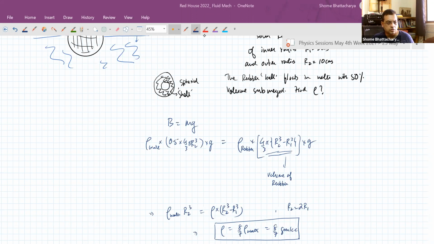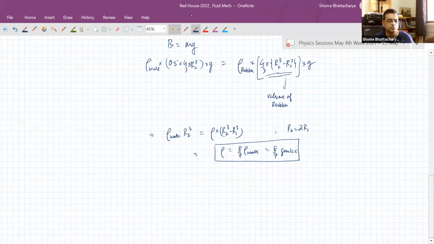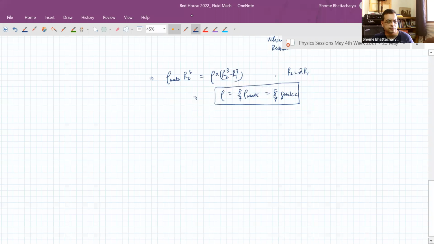Okay. Aman, hope you have understood why it is not 0.5 and it is 8/7 instead, 0.57. It would have been 0.5 had it been a solid sphere. You understanding the point now? Okay. Now the other interesting thing. So Aman, I hope this point is clear now.